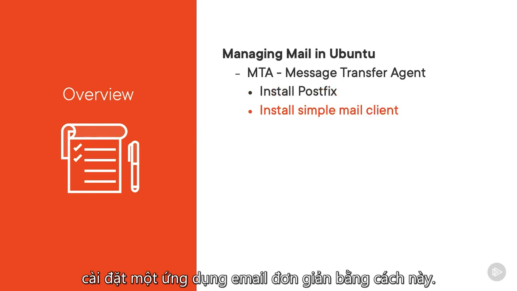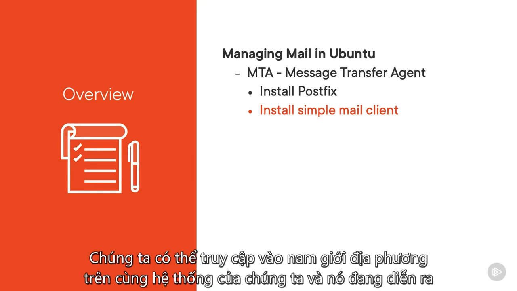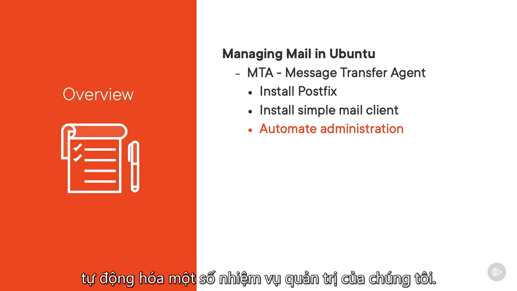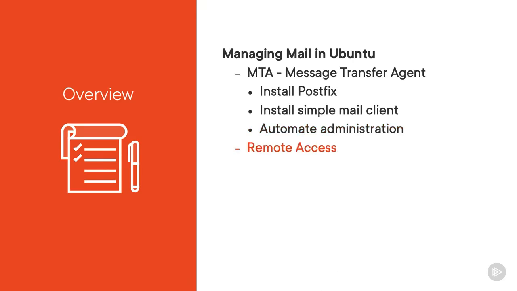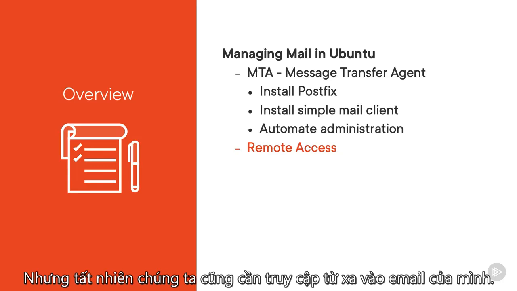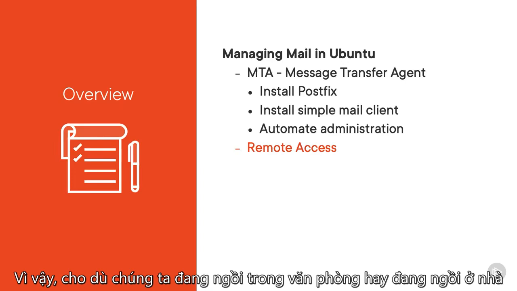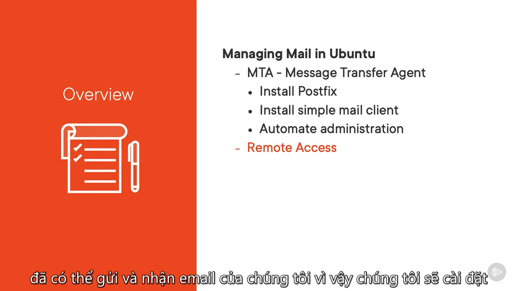We'll be installing a simple mail client. With this, we can access local mail that's on our same system. And it's going to be useful because even with just local email on the one server, we can automate some of our administration tasks. But of course, we are also going to need remote access to our email. That's what email is really about. So whether we're sat in the office or whether we're sat at home, we're able to send and receive our email.